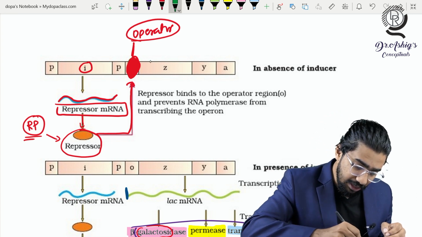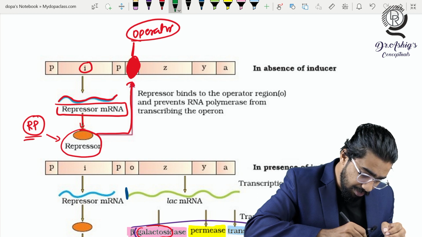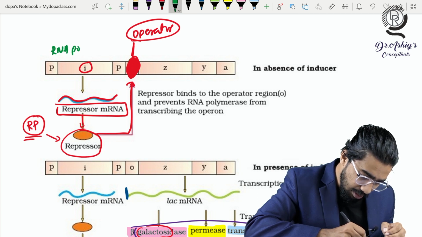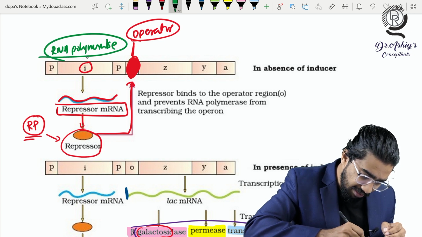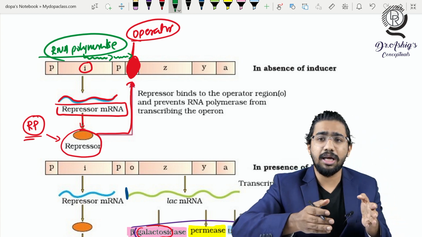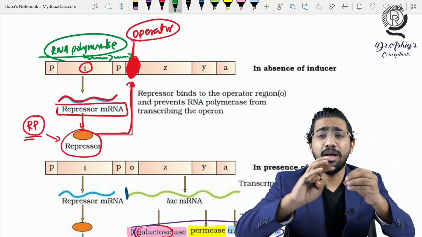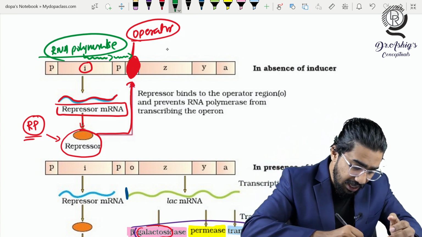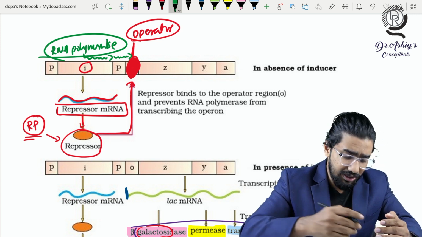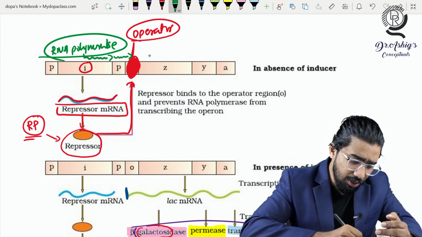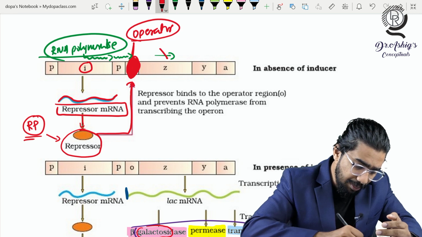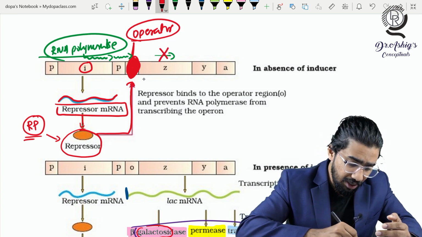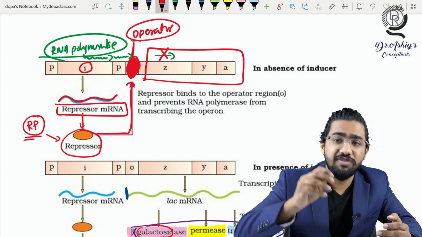For the transcription of this ZYA gene, the RNA polymerase enzyme will come to transcribe it, running through the promoter. When it reaches the operator region, the operator is being blocked by another protein, a repressor. Can the RNA polymerase go through this repressor to reach here? You have to understand that RNA polymerase will never reach here. So the transcription of this ZYA gene will not occur.